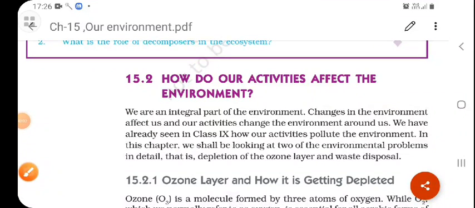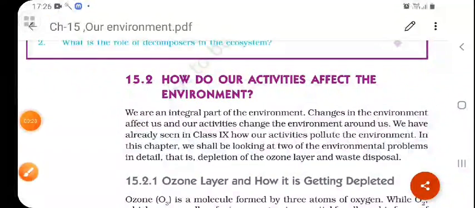Okay, students, so this is our chapter 15, our environment, which is taken as the natural resources in our new syllabus. Okay, today we will discuss about the yesterday. In our yesterday class, we have discussed about the ecosystem, its components, food chain, and food web. Now we are going to discuss about the environment, its environmental problems.